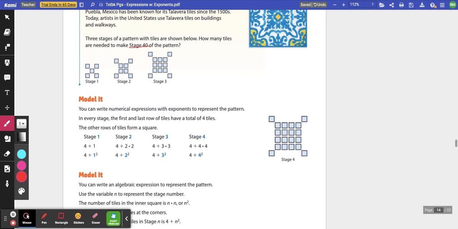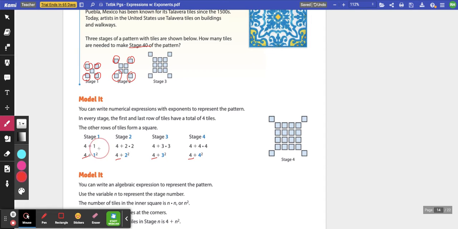So if you look down here, one thing that stays the same in every stage, the first and last row have a total of 4 tiles. So if you look, these outside tiles stay the same in every single stage. That's why if you look down at their expressions down here, they keep 4 constant. And that's why we call it a constant term, because it's not going to change. The 4 is going to stay the same no matter what stage we're on. There's always 4 tiles on the outside.